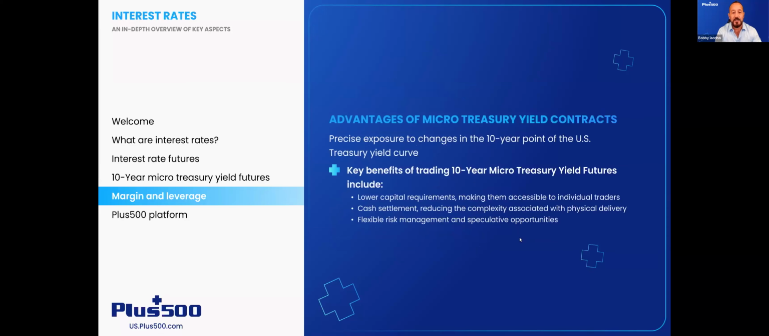Advantages of the micro treasury yield contract: precise exposure to the changes in the 10-year point of the U.S. Treasury yield curve. Again, I already described what the value of that 10-year point in the curve is. It's kind of that fulcrum. It's also the place where, when you hear about yield curve inversions, people are usually talking about the 2-year to the 10-year. I'll go into that probably in another webinar.